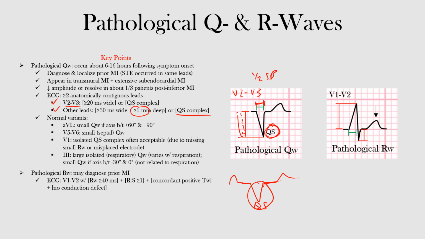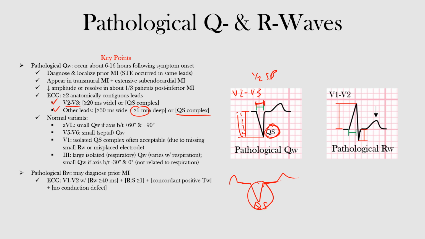There are some normal variants that can exist in some leads. For instance, individuals with an electrical axis between positive 60 and positive 90 degrees often show a small Q wave in lead aVL. In addition, leads V5 and V6 often have small Q waves, which we refer to as the septal Q waves. An isolated QS complex is generally acceptable in lead V1, as it may be due to a missing small R wave or a misplaced electrode.